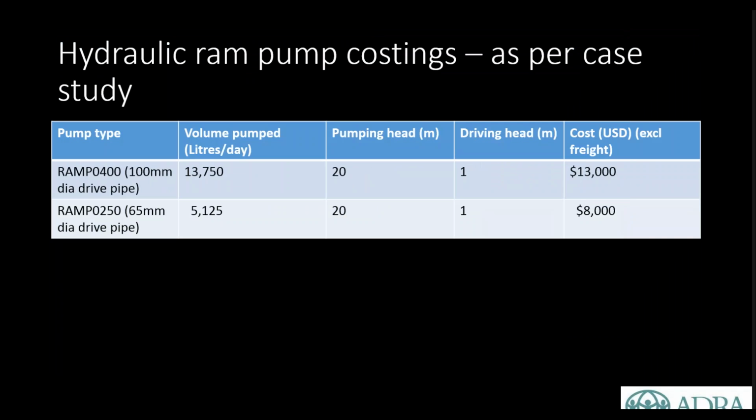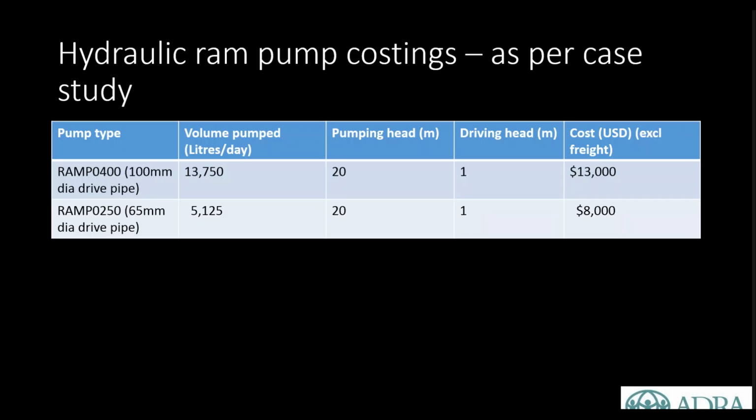So here are some pump costings, and these are as per the case study that I just talked about. There were two pumps there, one of them is a 400 and one of them is a 250. They have different diameter drive pipes. One had a large diameter drive pipe, one had a smaller one.